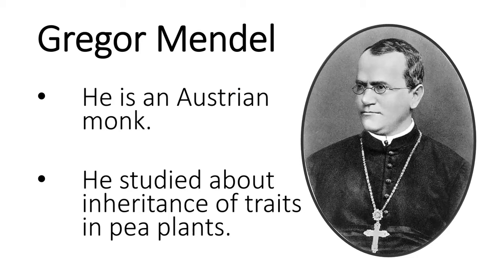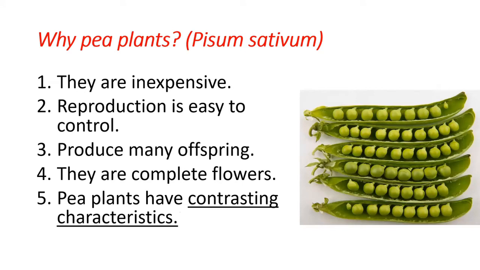And you might be wondering why pea plants, of all the plants that you have in the botany world. Why did Gregor Mendel choose pea plants? Number one, they are inexpensive, meaning they are cheap to buy. Number two, reproduction is easy to control. It's easy because you can do cross-pollination, or you can just do self-pollination.